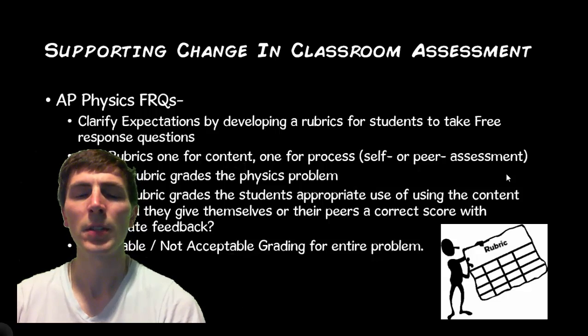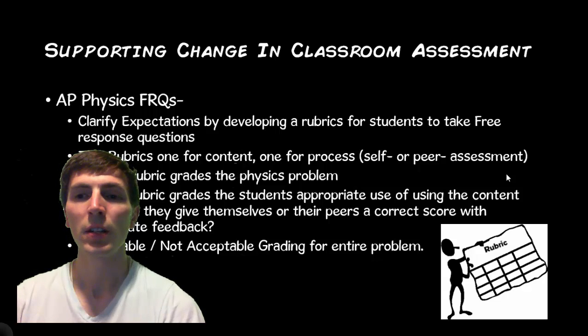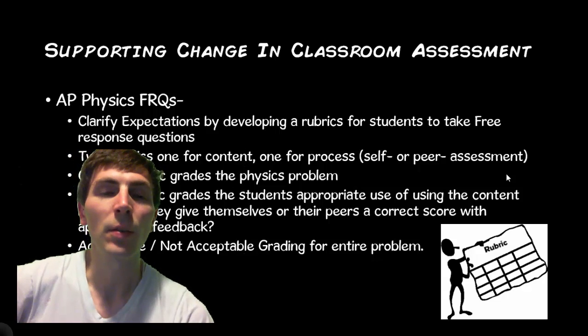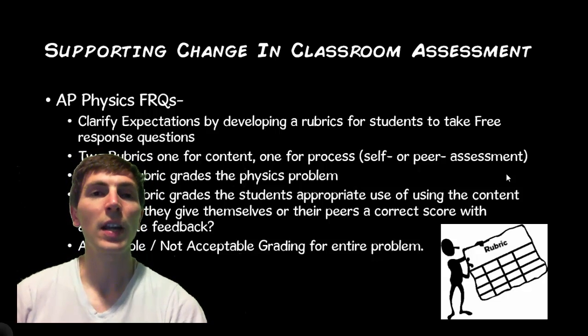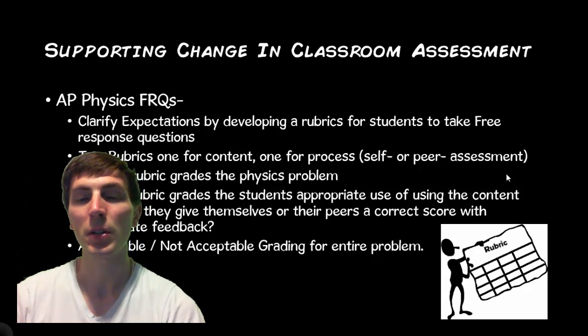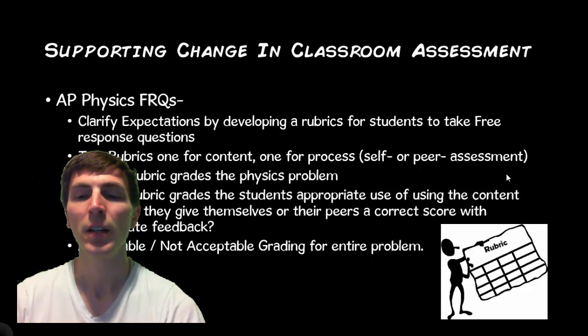This process rubric is going to be answering the question: did the student give themselves or their peers the correct score? Did they give appropriate feedback? And did they or did they not get the big ideas for what the question was asking, or for the type of question? Were they able to do the type of skill the question was asking?